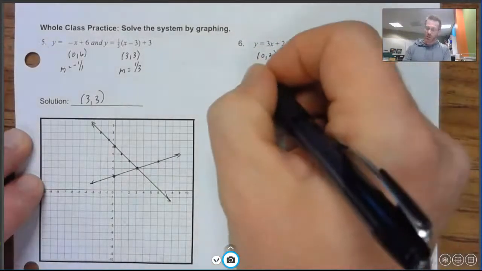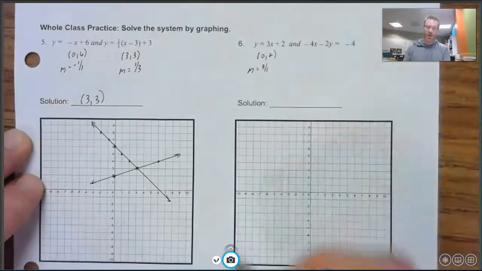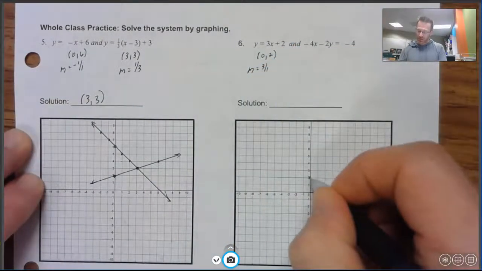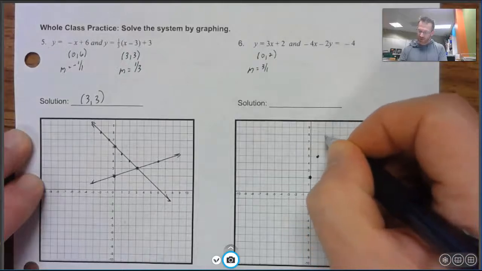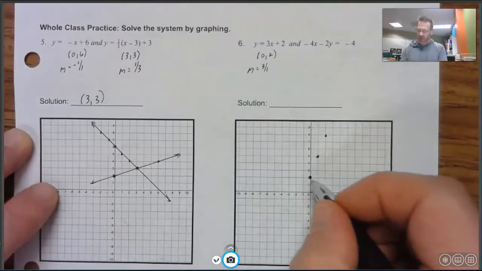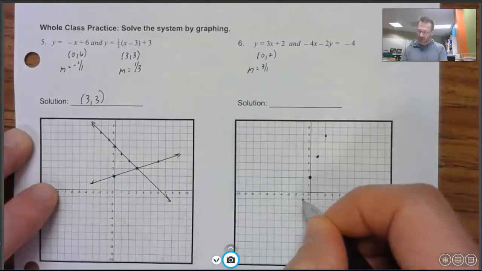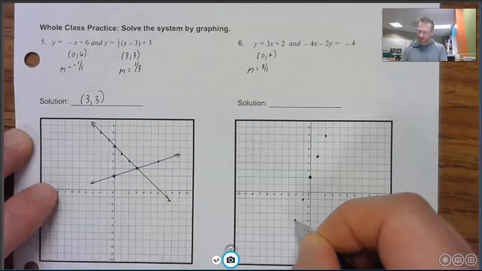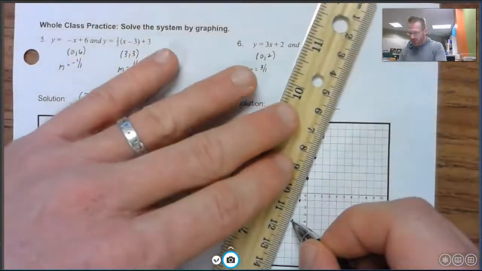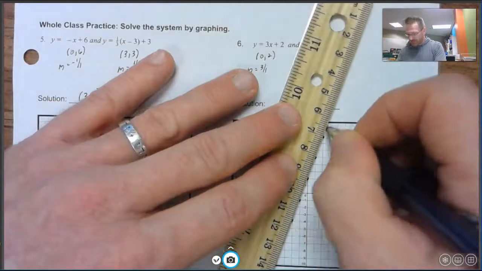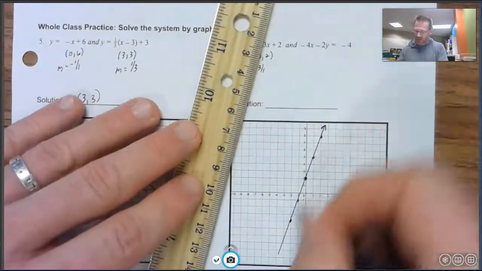My slope is 3 over 1. So I'm going to start at 0, 2. I'm going to go up 1, 2, 3 to the right one, up 1, 2, 3 to the right one. And like I said, I'm just going to reverse that a time or two. 1, 2, 3 to the left one, down 1, 2, 3 to the left one. Generate a few more points as we don't know necessarily where these lines are going to intersect. And then draw my first line in.